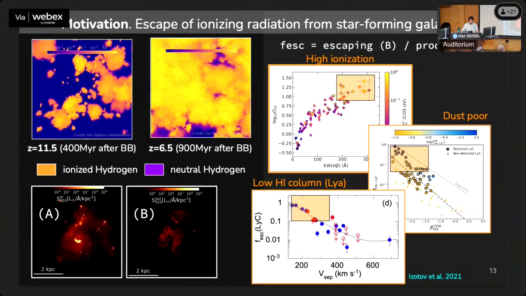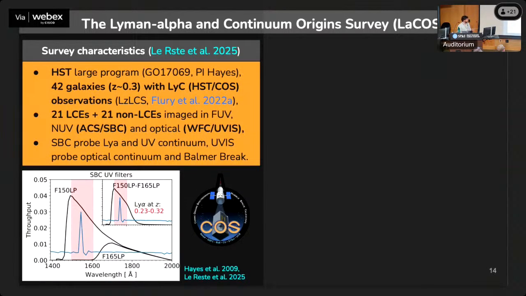So I pose the following question: do the circumgalactic medium conditions impact this escape of ionizing radiation? In order to answer that question, we designed this survey called the Lyman Alpha and Continuum Origin Survey, or LaCOS. I forgot to put the links to the papers, but if you're interested, we put 2 papers on the arXiv on the 9th of April for some random reason. So you can check them out, please.